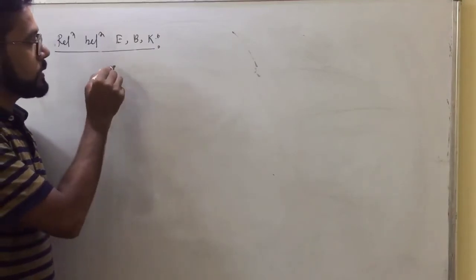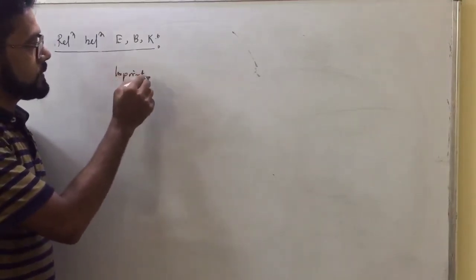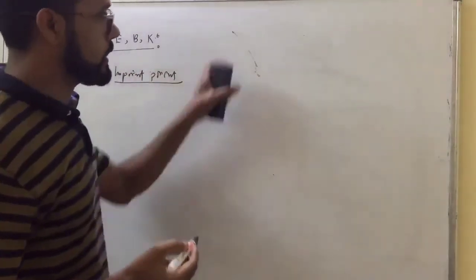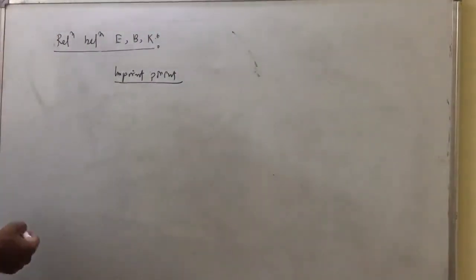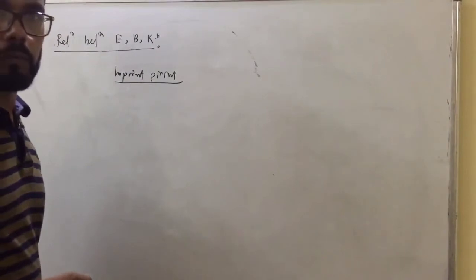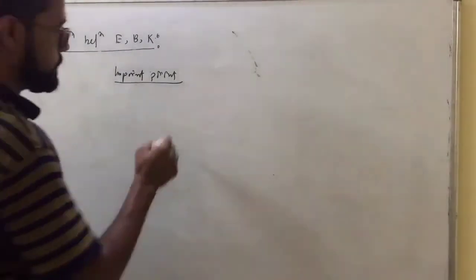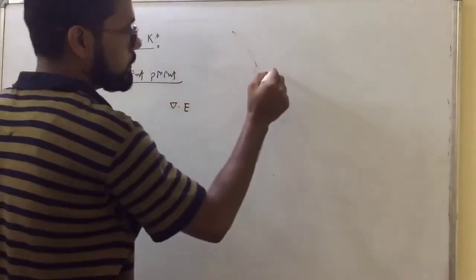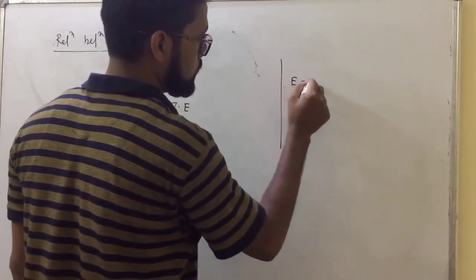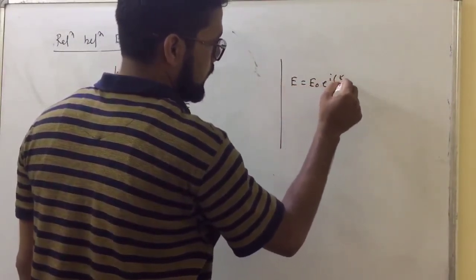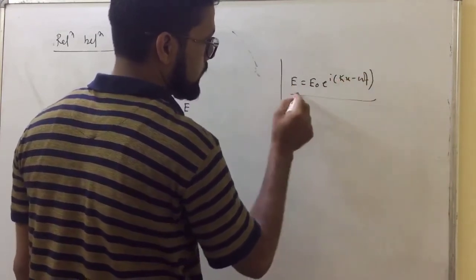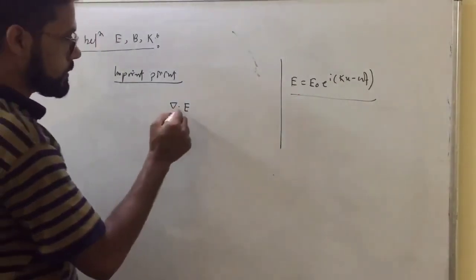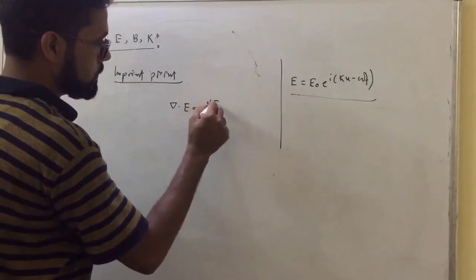Before that, I want to give you an important point. I want to give you short tricks on how to remember the formula, because we cannot remember all the mathematical formulas and terms. So that's why I am giving you a shortcut. Take a one-dimensional solution, E equals E naught e to the power i(kx minus omega t). This is the solution of the electric field wave equation in one dimension. And the divergence of E equals dE by dx.